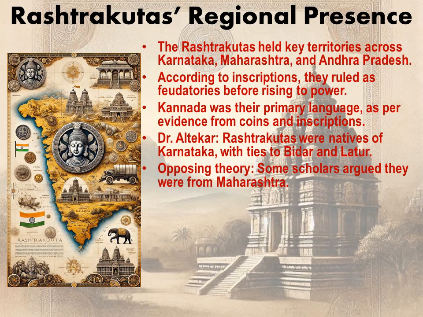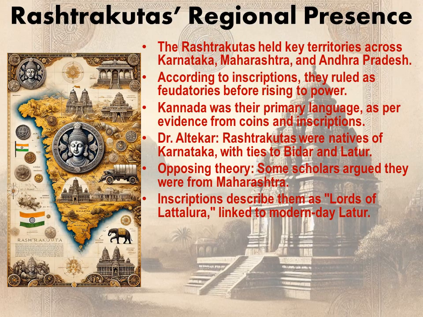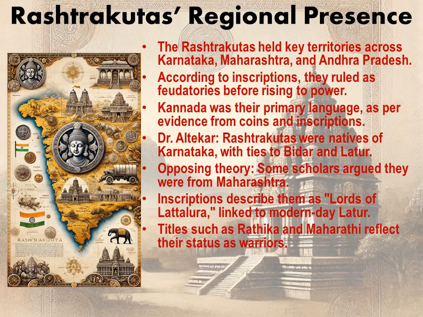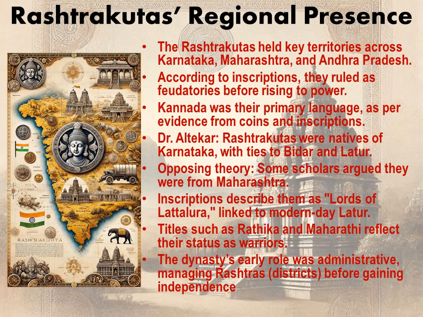Opposing theory. Some scholars argue they were from Maharashtra. Inscriptions describe them as lords of Lattalura, indicating the modern day Latur. Titles such as Rathika and Maharathi reflect their status as warriors. The dynasty's early role was administrative, managing Rashtras, which are districts, before gaining independence.